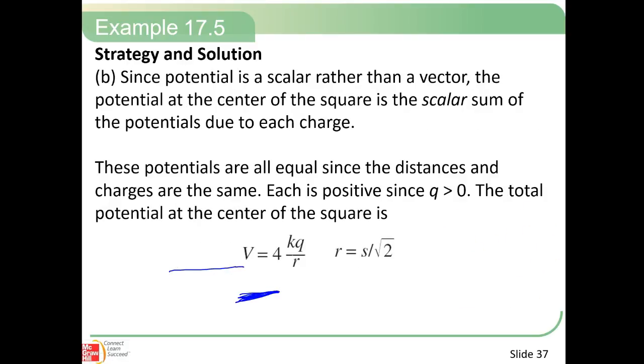For letter B, the potential is a scalar rather than a vector, and the potential at the center of the square is the scalar sum of all those potentials. What we need to do is look at that potential, and we know it's 4 times K times Q all over R. Each one of those charges is positive since Q is greater than 0.